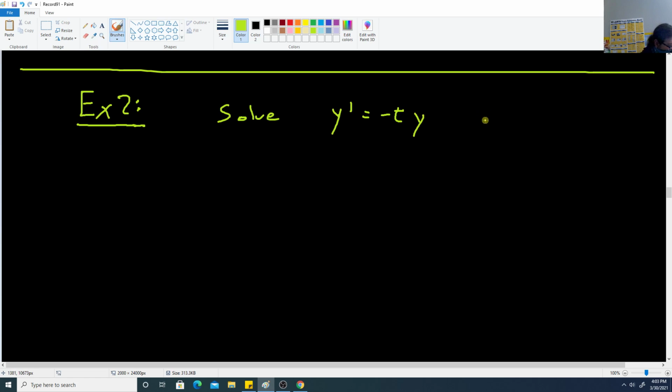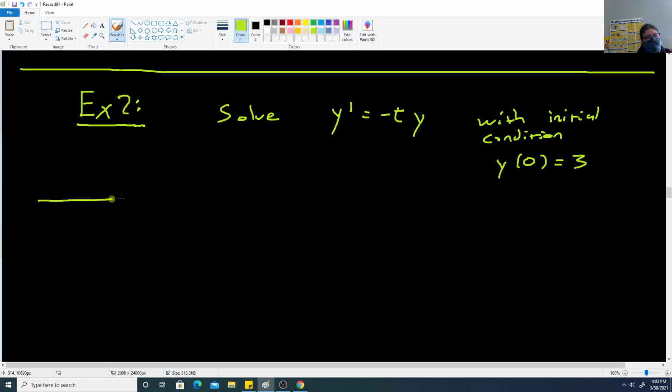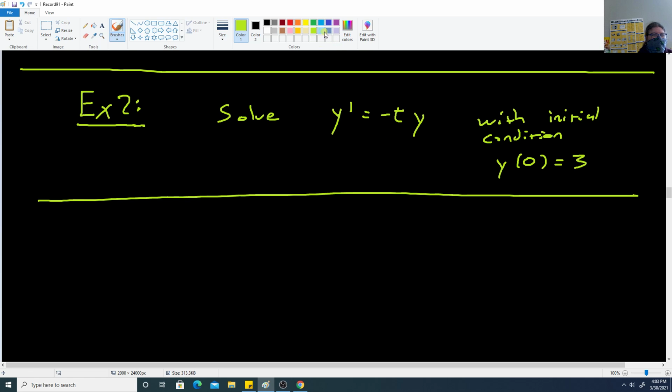With initial condition, that y of 0 is 3. So when we have this problem here, we're going to use the regular separation of variables. We'll basically use this to find the general solution, which is what we did in the past two examples.